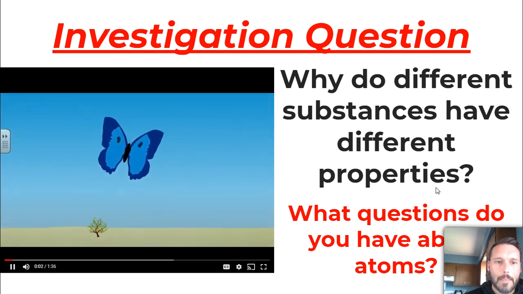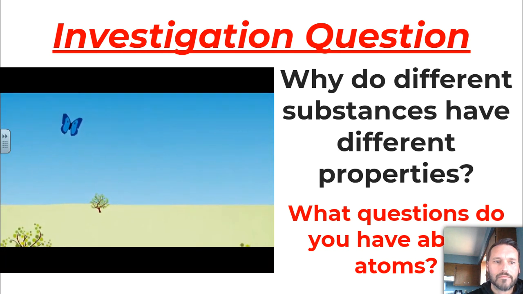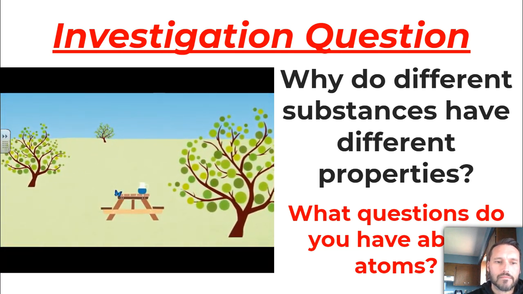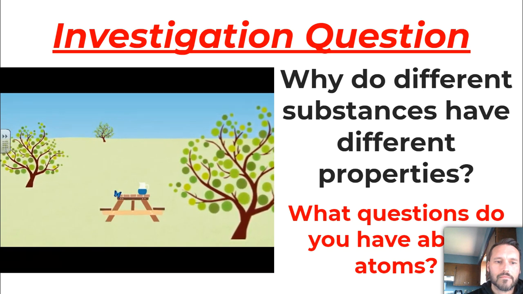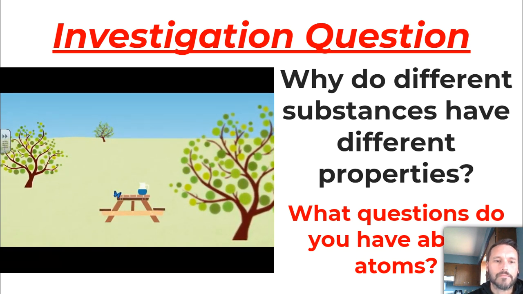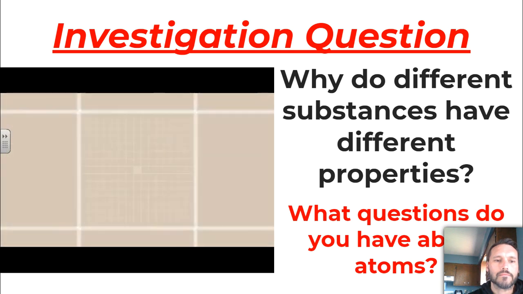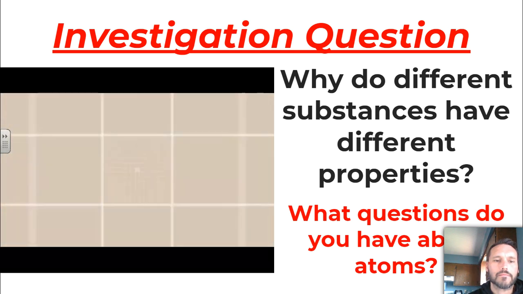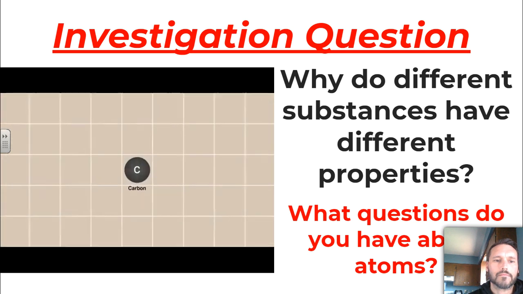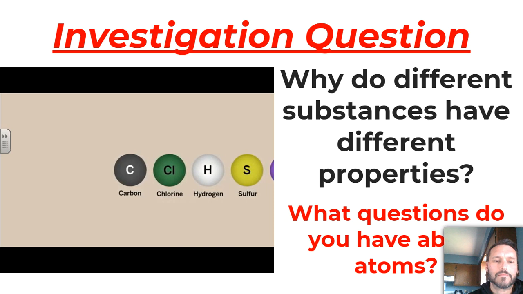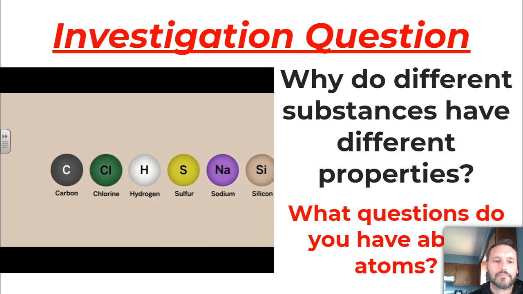Look at this butterfly. Ever wonder what it's made of? This butterfly, this picnic table, and this water are all made of atoms. Everything is made of atoms. Atoms are too small to see. They are so small that scientists can only make images of atoms using the most powerful microscopes in the world. Still, we know everything is made of atoms.